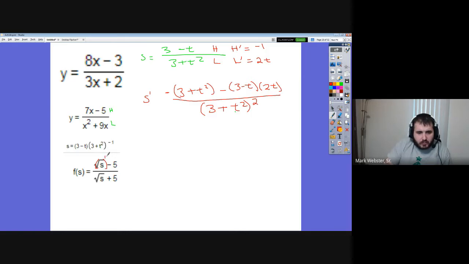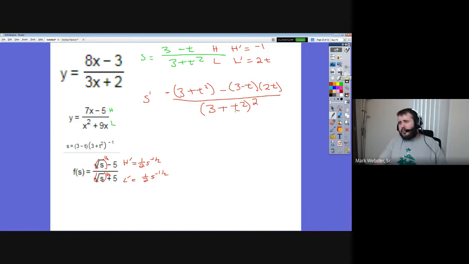This last one, it's not different. Radical s is just s to the 1/2. So d high is just 1/2 s to the -1/2. D low is the same thing, 1/2 s to the -1/2. And then again, it's the same exact thing. Low d high minus high d low over low squared. Okay, so those are our rules.